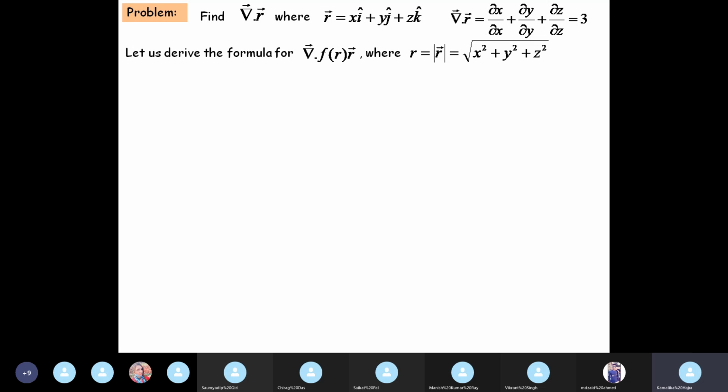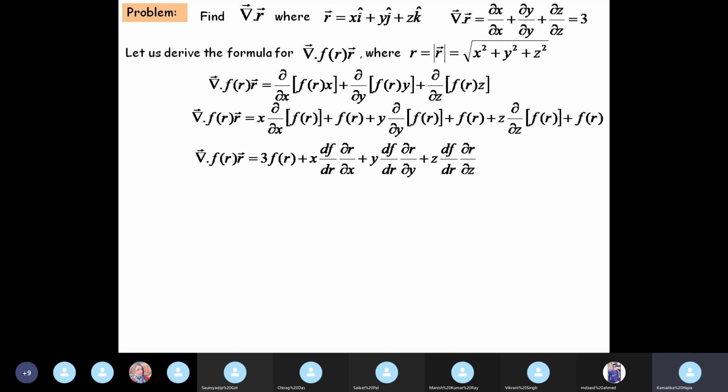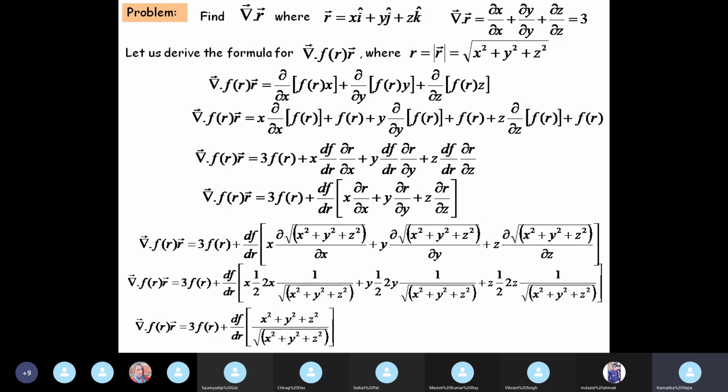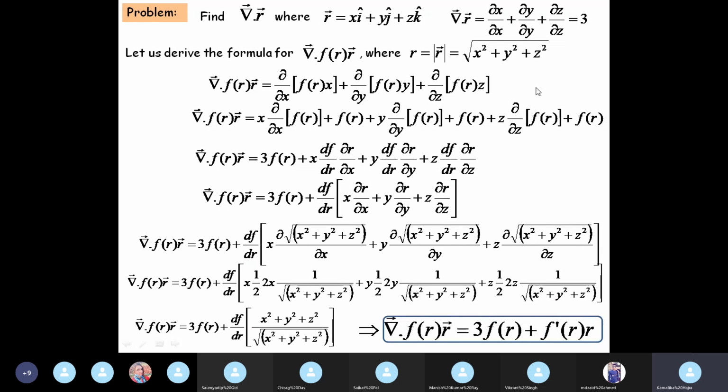Okay, once again, I will not go through the steps, but if you are asked to find the divergence of a general function of R, then this is the formula. These steps will be there for you to follow, but this is the result that you require. Divergence of a general function of R times the R vector is thrice the function plus R f prime of R. So you can use this formula to find out the divergence of any general function.